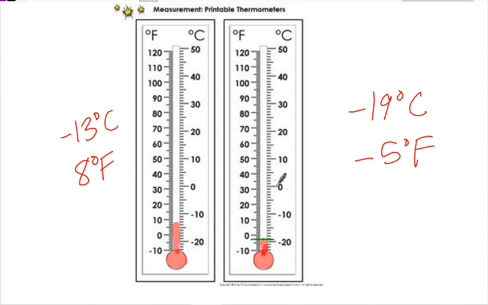scales. Okay, and that's how we read a thermometer.